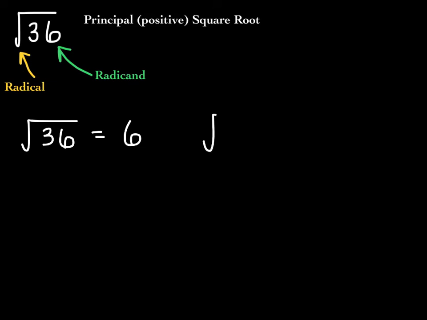So we would not say that this is equal to -6. Now this might be confusing for some people because we all know that -6 squared is 36. So some people may think, well, no, -6 is a square root. You're right, it is a square root, but it's not the principal square root. It's not the positive square root. 6 is the principal or positive square root of 36.